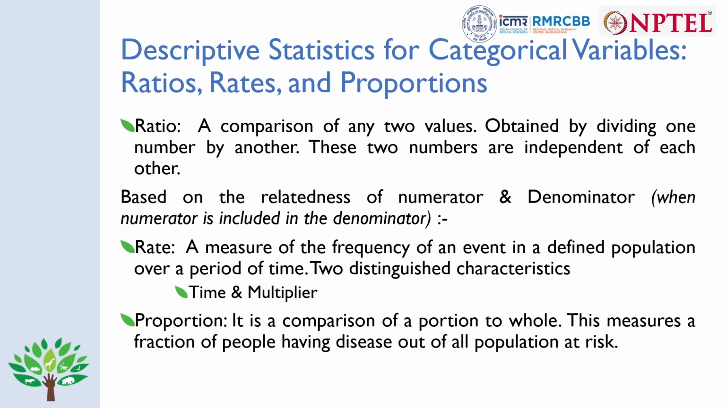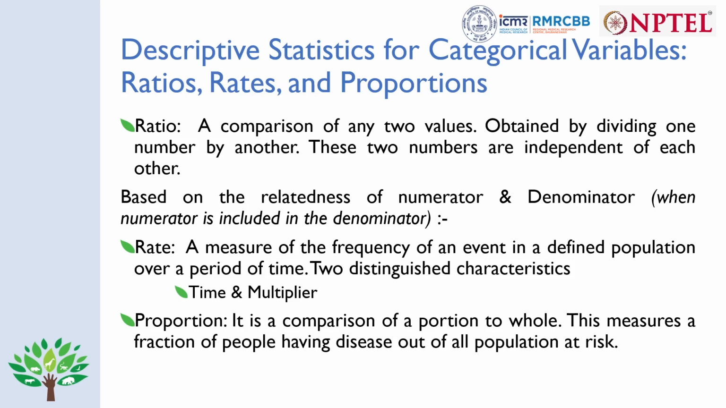The ratio is nothing but a comparison of two values, obtained by dividing one number by another number, and these two numbers are independent of each other. At that time we call it a ratio. Based on the relatedness of the numerator and the denominator, when the numerator is included in the denominator, we call these things rates or proportion.